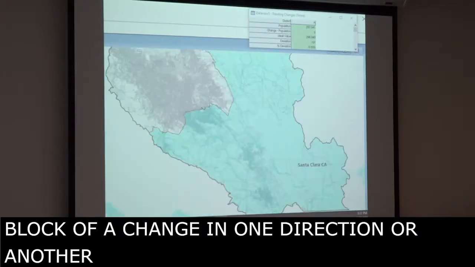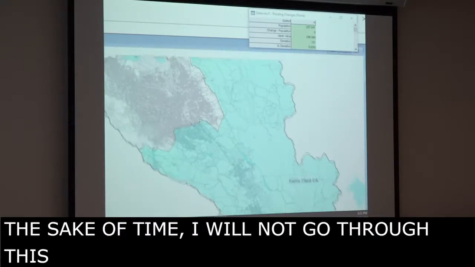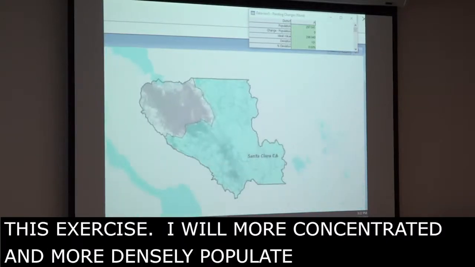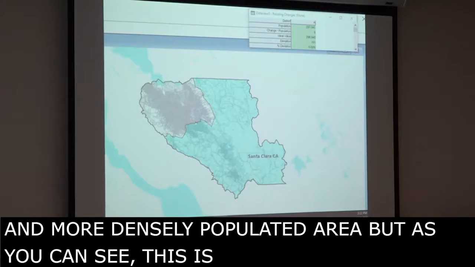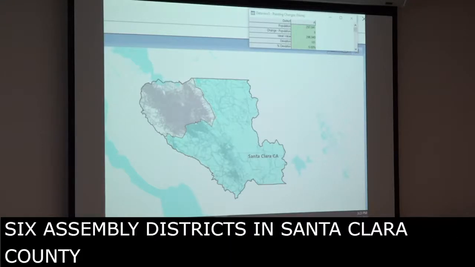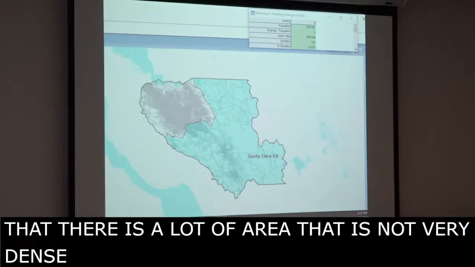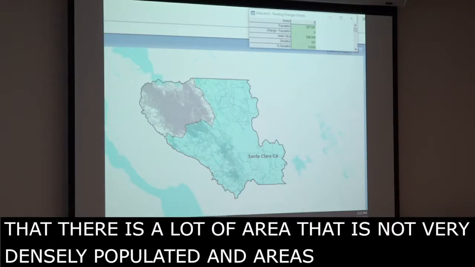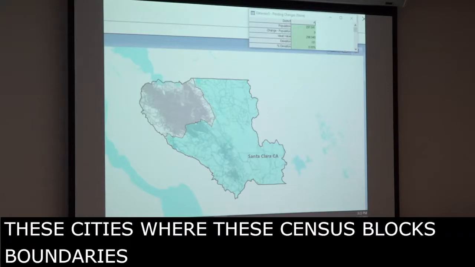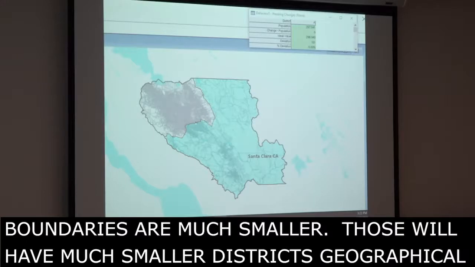So one thing I will note also, for the sake of time, I'm not going to go through this exercise in a more concentrated, more densely populated area. But as you can see, this is one of 6 assembly districts in Santa Clara County. And so what that will indicate is that there's a lot of area that is not very densely populated, and areas maybe more in these cities where these census block boundaries are much smaller. Those will have much smaller districts geographically, but they'll still have the same population in them.